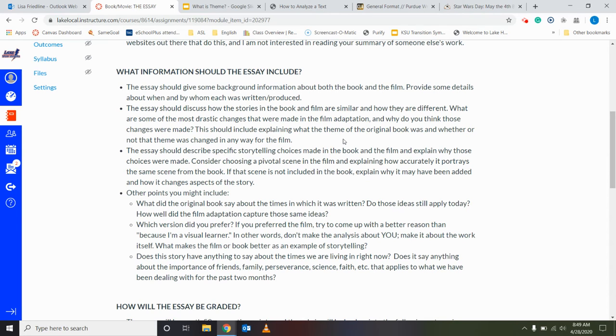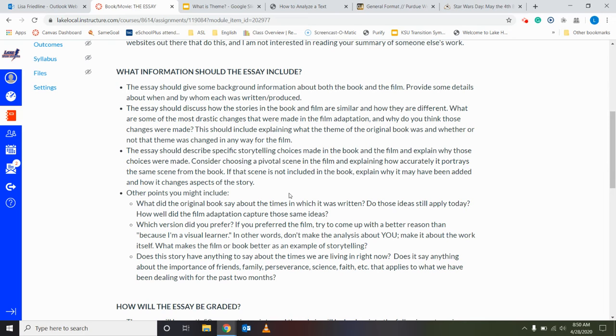So don't just say the themes are exactly the same. Tell us what the theme is and how it was presented the same or differently for the book and the film. And if the theme did change, how did it change? What was the new theme from the film? So think about any specific storytelling choices made in the book and film. Explain why those were made. Again, my shoe example could fit into that as well. Consider choosing a pivotal scene in the film and explaining how accurately it portrays that same scene from the book.